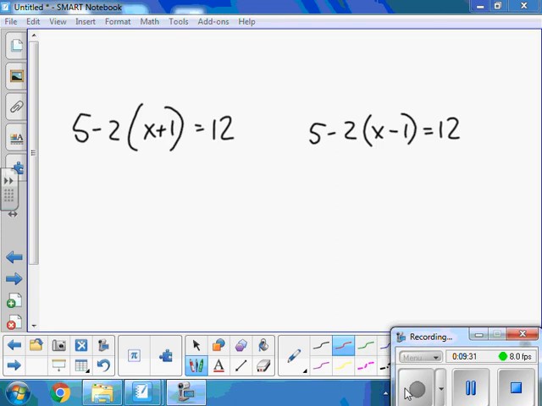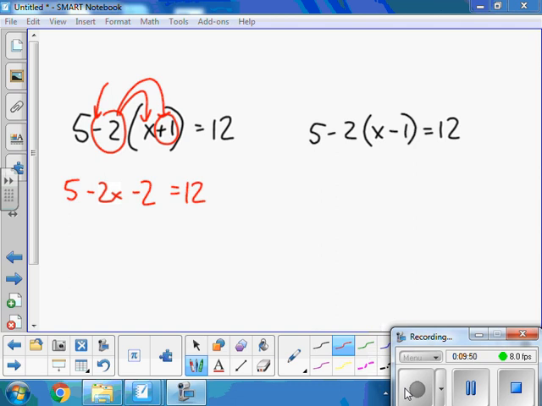And actually, I do want to work these out because it's this negative. That's why I have these in here to practice. So this is saying 5, and this is negative 2 times x. So it's negative 2x. And this is saying negative 2 times, and that's a positive 1. So it's going to be negative 2 equals 12.